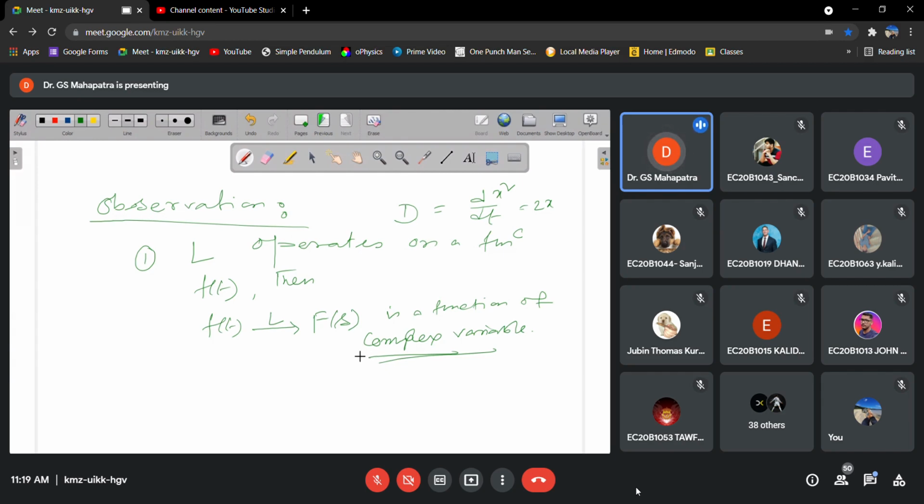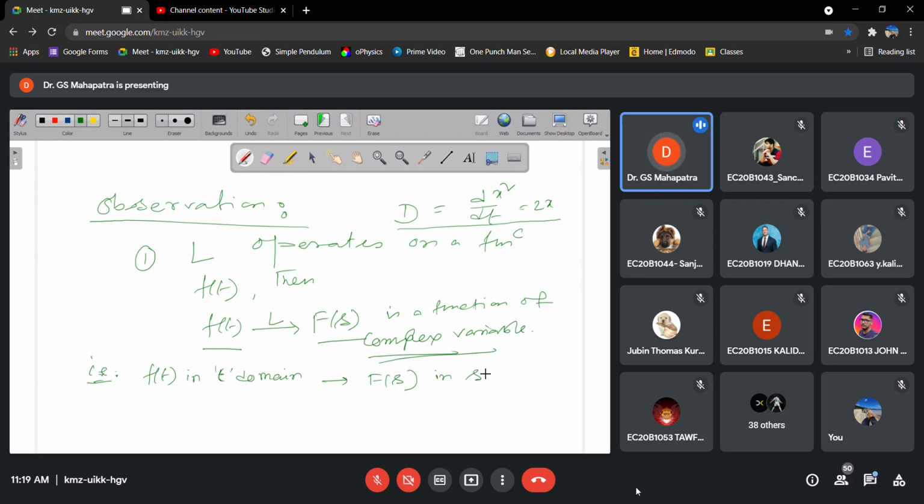We have already studied this. Now you see, f of t is a function of t, and F of s is a function of s. Here it is different. In the derivative operator, the variable remains the same, but here it changes. In f of t, t is the domain. Now if it is transformed to F of s, what is the domain?